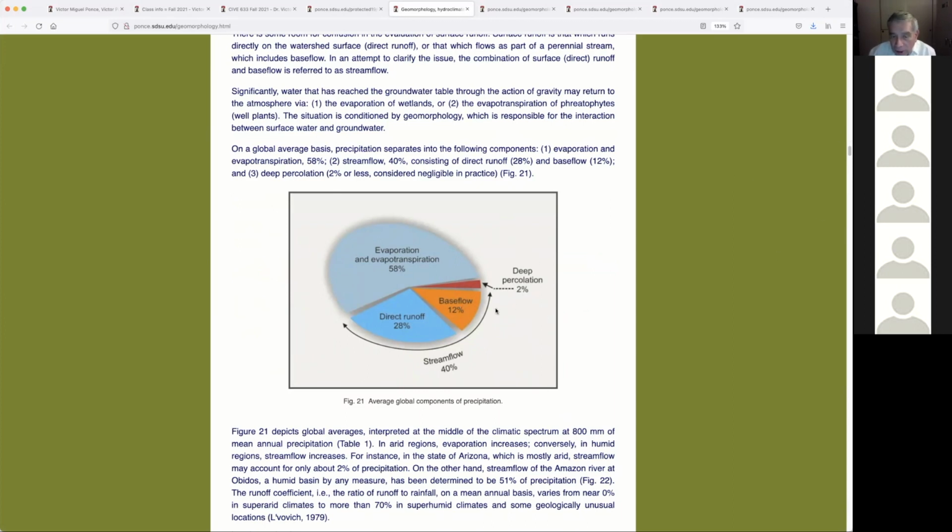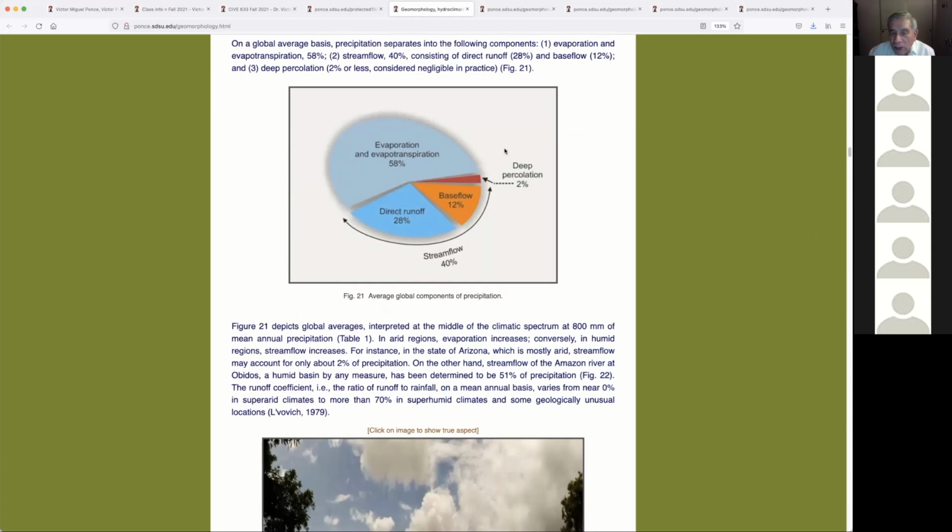Now, we note here deep percolation is at 2%. Deep percolation is what's being lost to the system. It goes to the deep groundwater and eventually makes it to the ocean, but we cannot control it. It's too deep for us to control. So we typically forego this value over here. We don't take it into consideration, thinking that it's too complex, too difficult to get a hold of. That's called deep percolation.